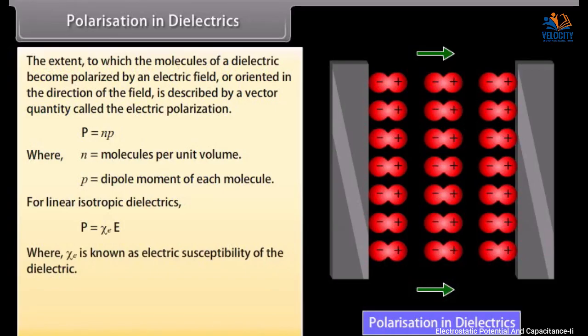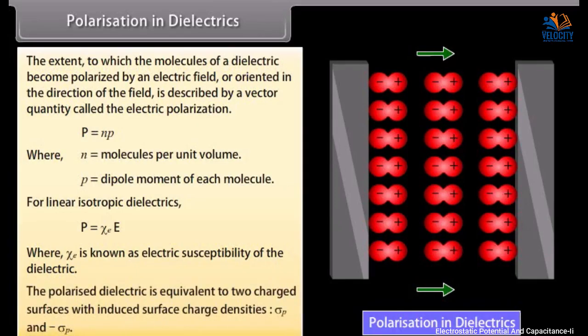The positive ends of the dipoles remain unneutralized at the right surface and the negative ends at the left surface. The unbalanced charges are the induced charges due to the external field. The polarized dielectric is equivalent to two charged surfaces with induced surface charge densities positive sigma p and negative sigma p.